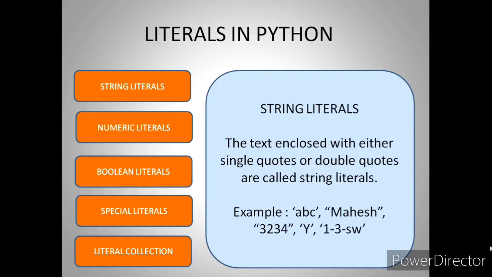When you talk about string literals, the text enclosed in single or double quotes is called a string literal. For example, ABC within single quotes, Mahesh within double quotes. Digits enclosed in double or single quotes are also treated as string literals. You cannot add or subtract these literals with any digit. You cannot operate on string literals.